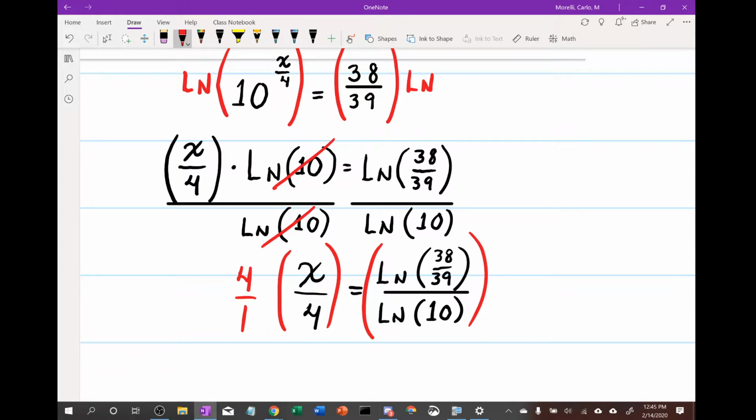Now, I multiply by 4 over 1, and that helps me, so I always know that I'm multiplying 4 times the numerator. Otherwise, it kind of is like, well, which one do I multiply by?